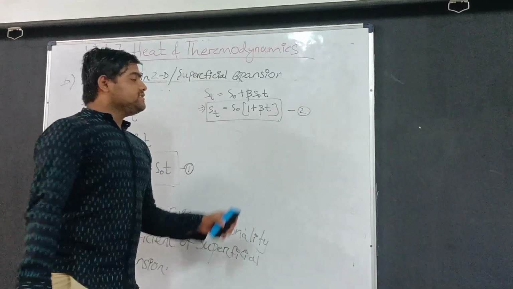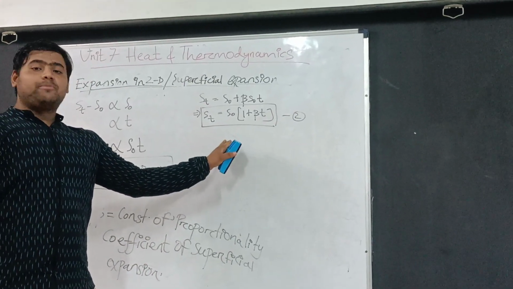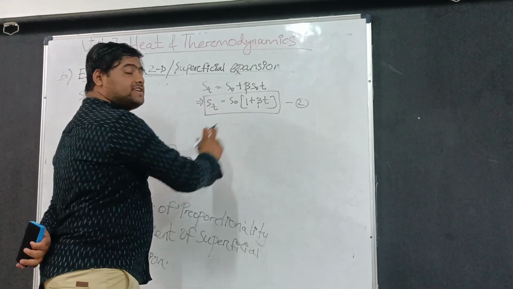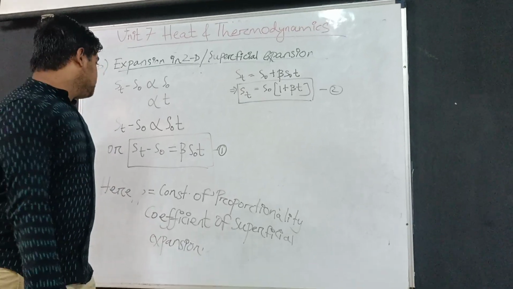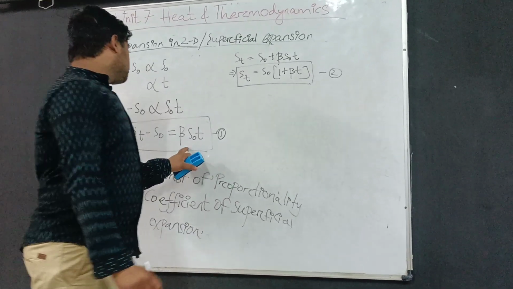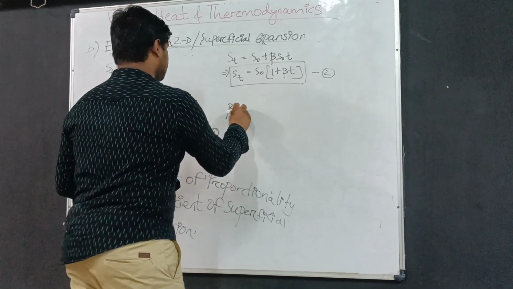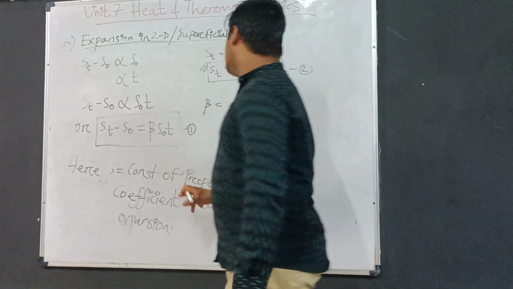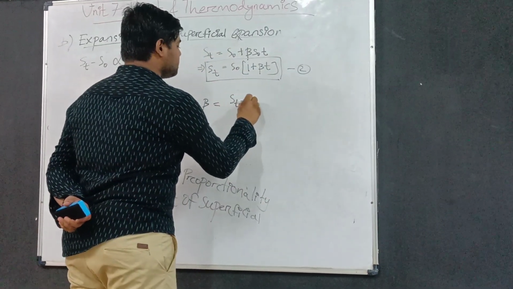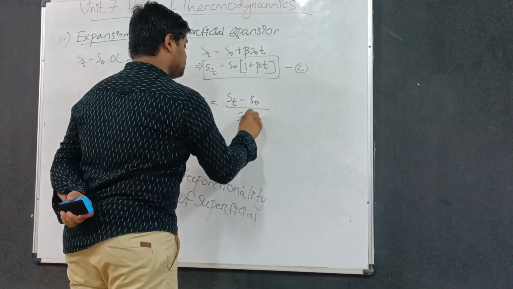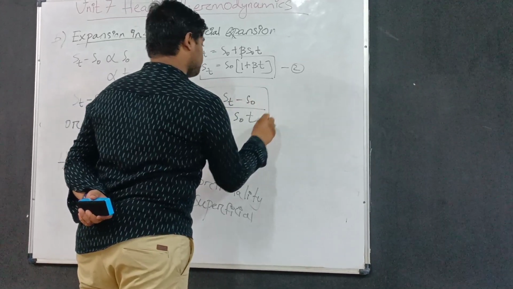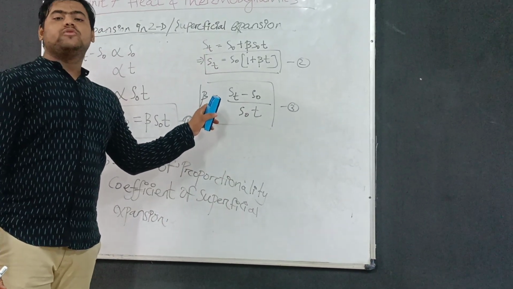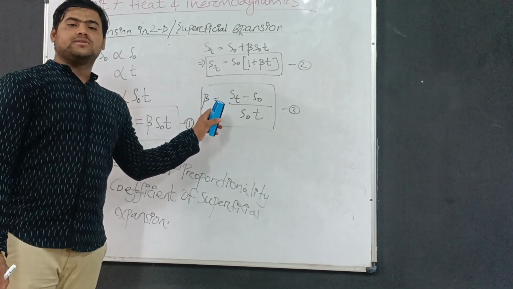So this equation 2 is an expression for increase in area after expansion. Now we can also find out the value of beta, that is your constant of superficial expansion, from equation 1. So the value of beta will be St minus S0 divided by S0T. So this equation 3 is the expression for beta or coefficient of superficial expansion.